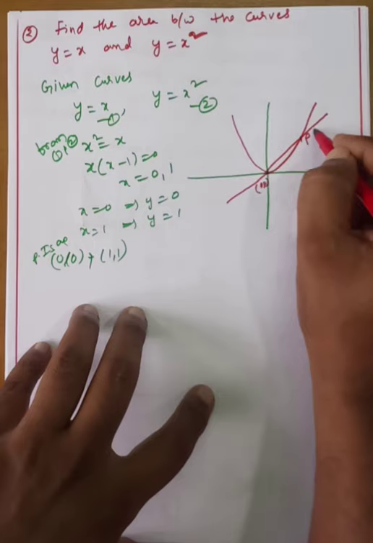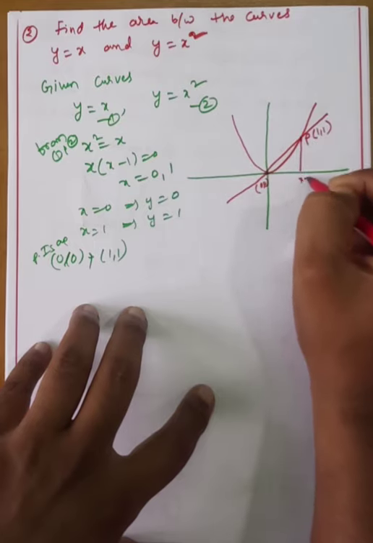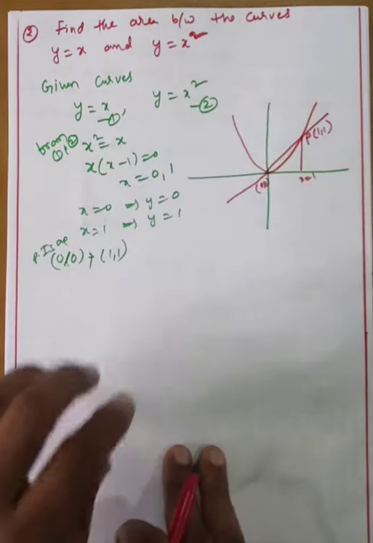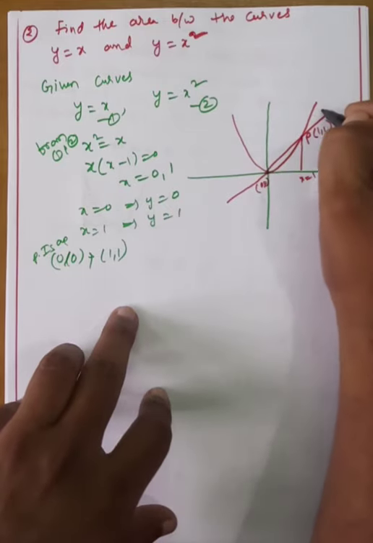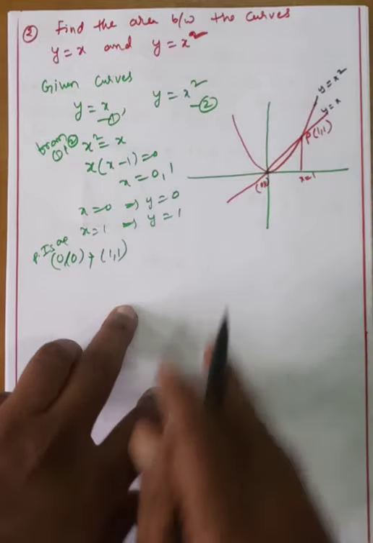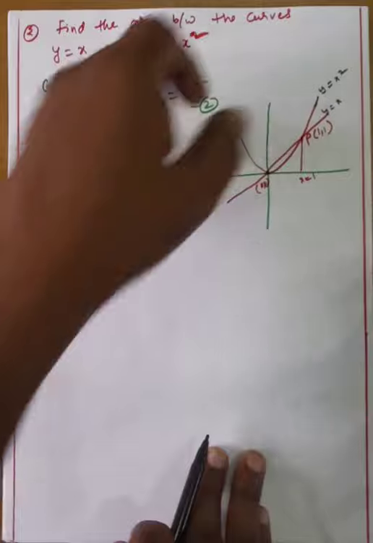Suppose this is P, 1 comma 1. The x coordinate, ordinate is x is equal to 1. Now we will find the area: upper curve minus lower curve. What is the upper curve? Upper is y is equal to x, and this curve is y is equal to x square. Two curves are there, so the limits are 0 to 1.